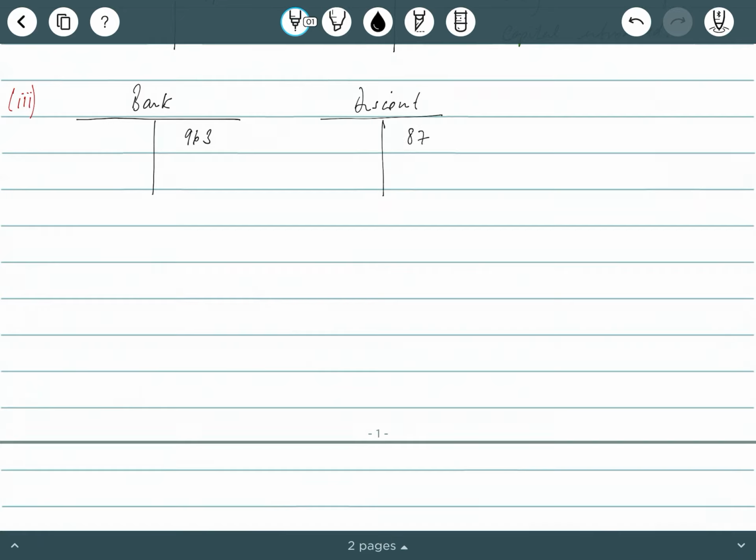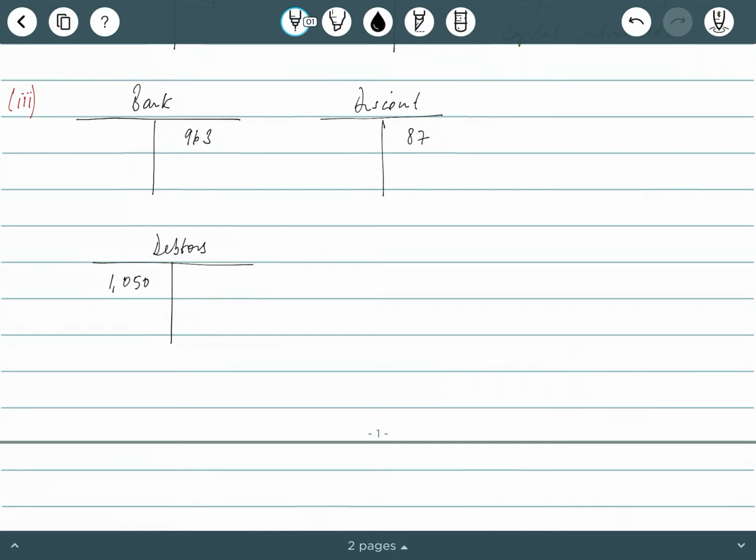Well, actually, hold on, one more entry. Now, that 963 and 87 in total is 1050. It's still a debt. Who owes it to us? Our debtors. So therefore, we put in 1050 in the debit side of our debtors ledger. That there then, lads, has taken care of the dishonouring of the cheque.